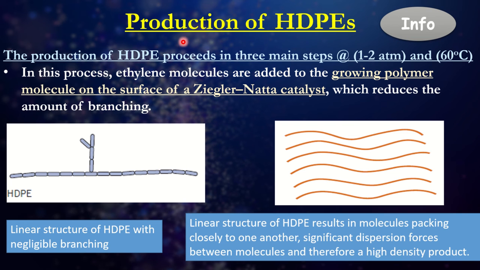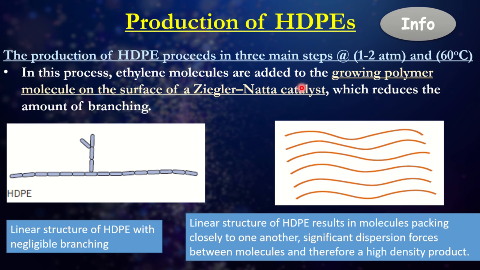In terms of the production of the high density one, like we said, because we're using a catalyst, the actual pressure required to generate it is very low. So 1 to 2 atmospheric pressure. If you recall, 1 atmospheric pressure is the one we're experiencing right now. 60 degrees, most people have their cup of tea around 60 degrees. So it's a very low temperature there.